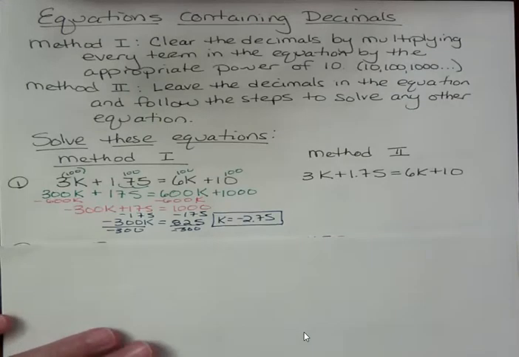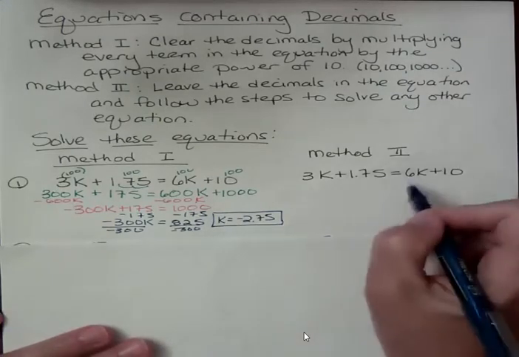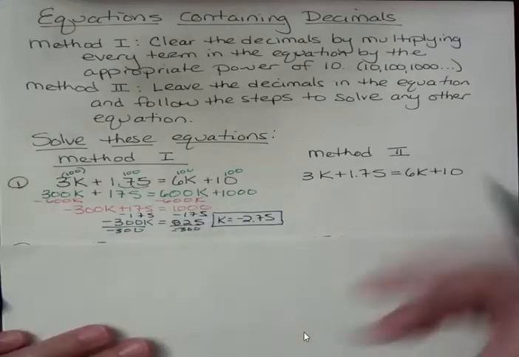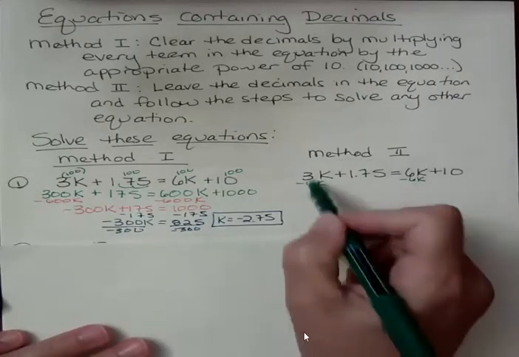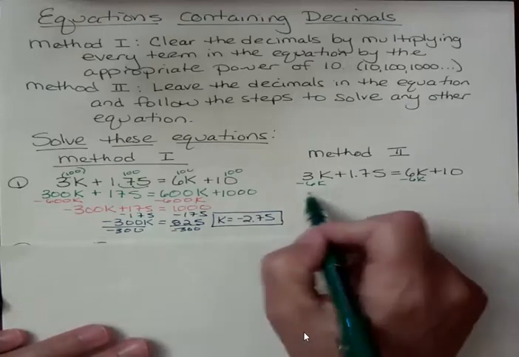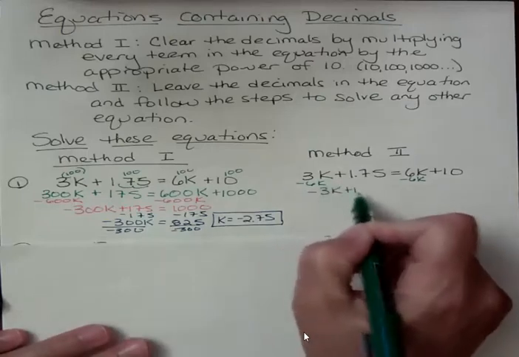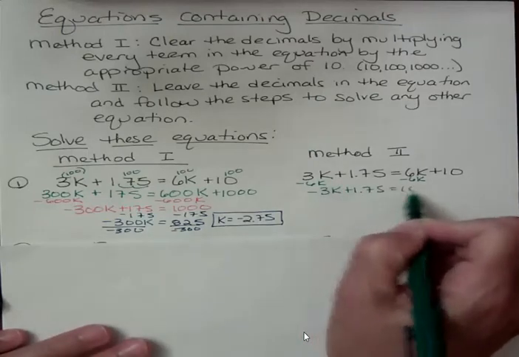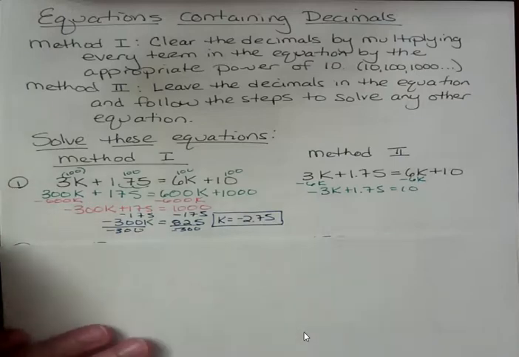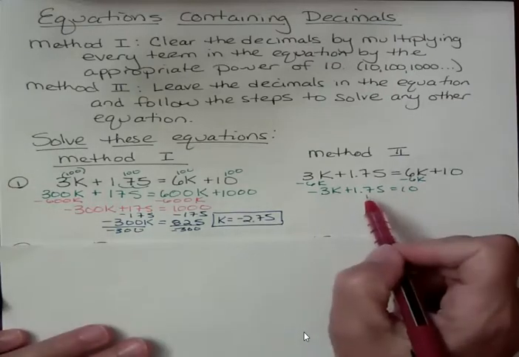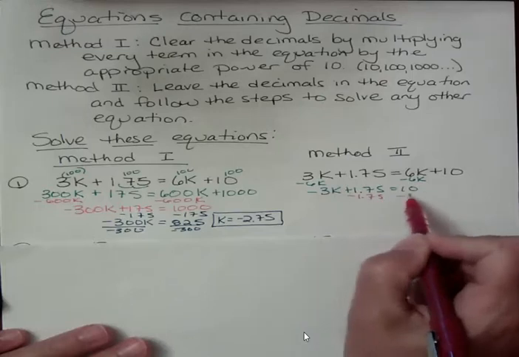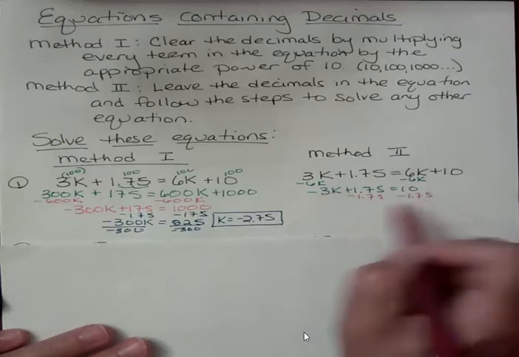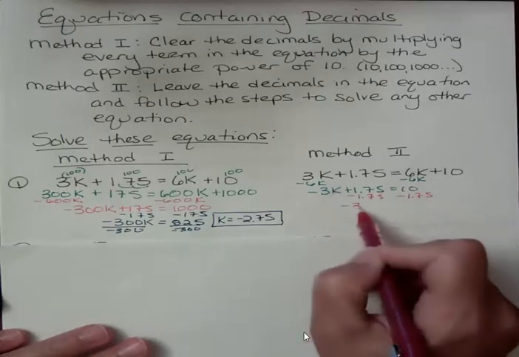Let's just look at that problem without doing that. So let's say I want to move my k's to the left. I'm going to subtract 6k from both sides. If I have 3 and I take away 6, I've got negative 3k. And then I'm going to get rid of the 1.75 by subtracting 1.75 from both sides. And that's going to leave negative 3k on the left.